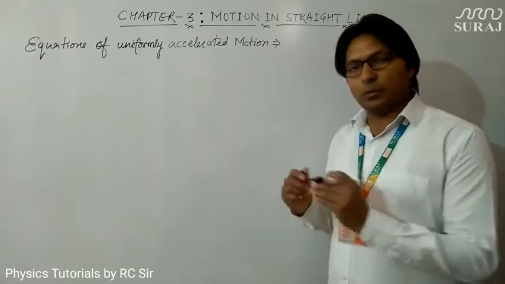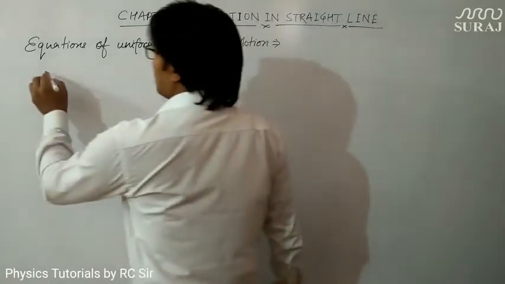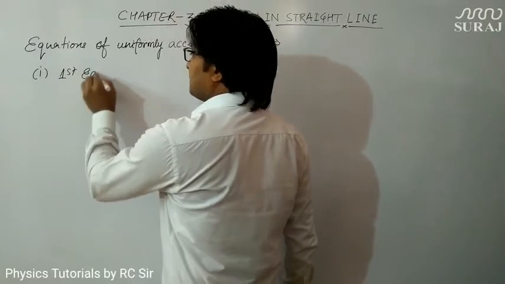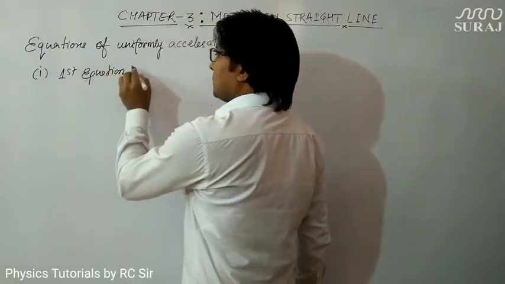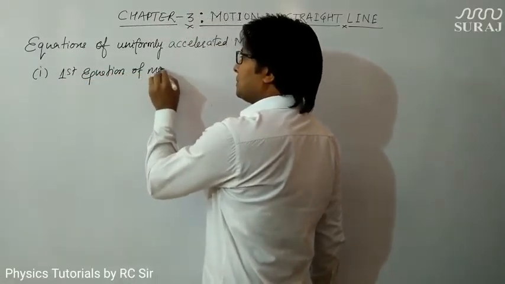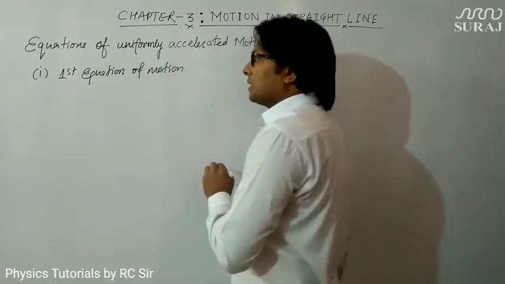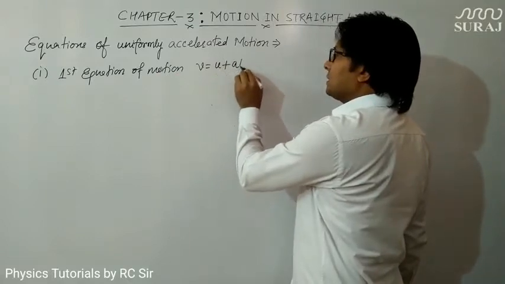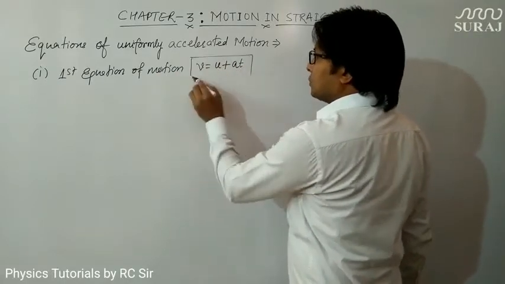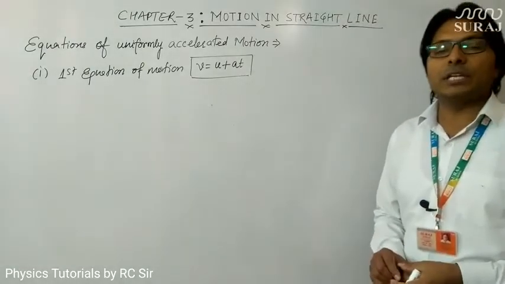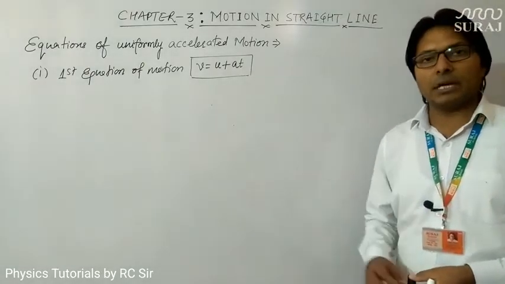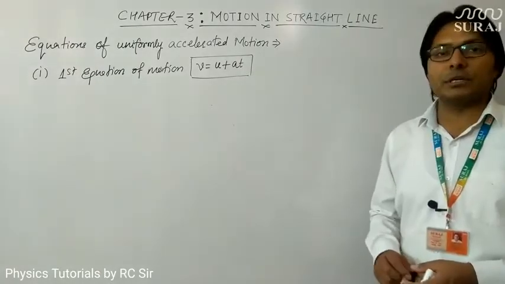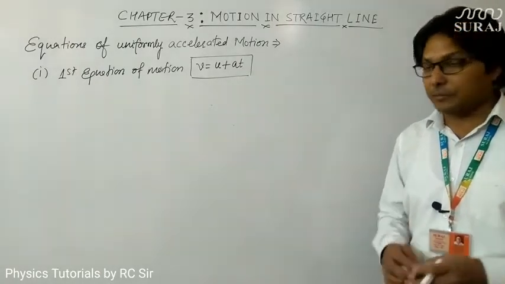is equal to u plus at. So this is the first equation of motion, or in fact uniformly accelerated motion, v is equal to u plus at. We derived this equation with the help of the velocity time graph in our last video, but in this video we are going to derive the same equation with the help of integration and differentiation.